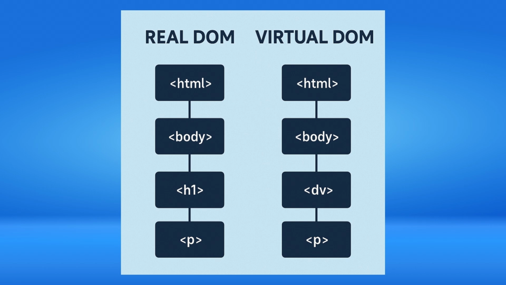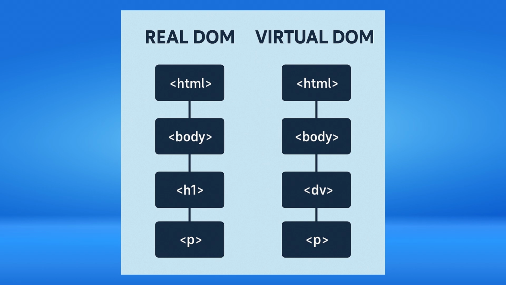Let's have a look. What is the real DOM and what is the virtual DOM? The real DOM is the actual representation of the HTML structure rendered in the browser. It is slow to update because every change, like updating text or attributes, causes the entire DOM tree or large parts of it to re-render. Direct manipulation of the real DOM leads to performance bottlenecks, especially in complex UI applications.